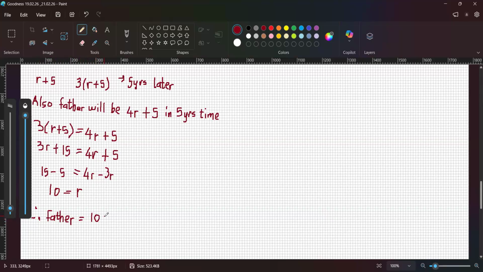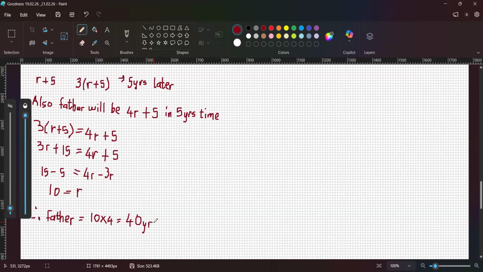10 times 4, which is 40. So the father will be 40 years old. 40 years old. Okay.